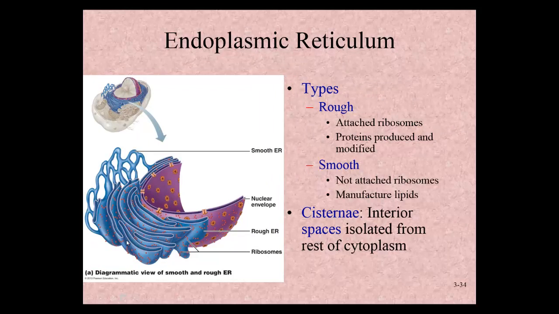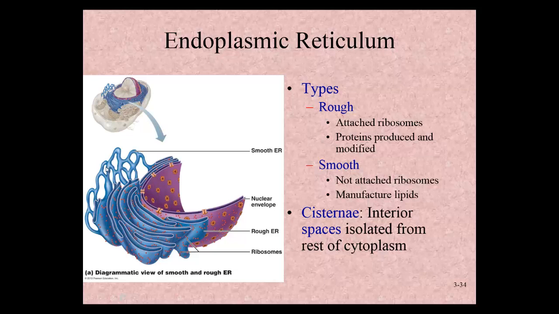It starts at the nuclear membrane. So here's the membrane of the nucleus, shown in purple here. And the nuclear membrane is continuous with the membrane of the endoplasmic reticulum. There are two types of ER; we'll just abbreviate endoplasmic reticulum as ER. There's the rough ER that has ribosomes attached to its surface, and then there's the smooth ER that does not have ribosomes attached.